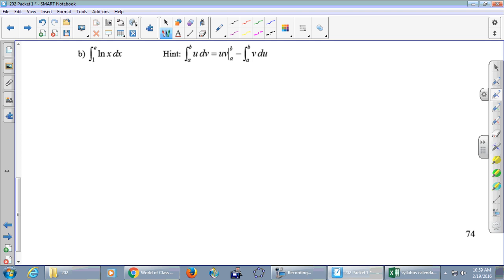Take a moment to recognize we have no way to find an antiderivative of ln of x at this point. It's not 1 over x, that's the derivative. We're looking for something whose derivative is ln of x. I don't know one, we've never done a problem where the derivative turned out to be ln of x.